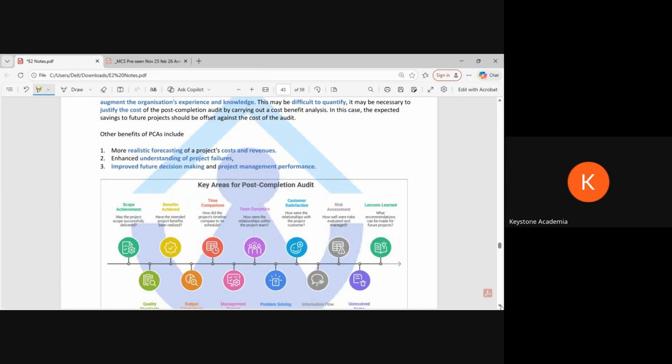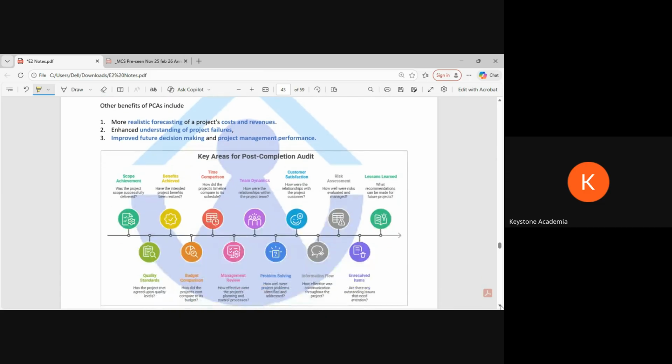Other benefits can be more realistic forecasting for the future, understanding future projects better, and improving future decision making and project management performance. It can also help customer satisfaction and risk assessment. There are so many points which can be there. However, in our case, it's not necessary we'll have all of this. It depends on the business.